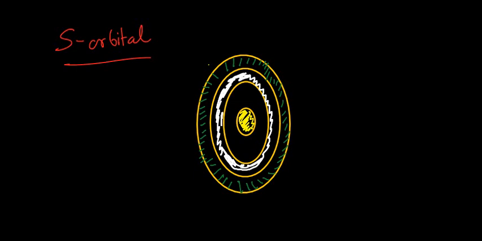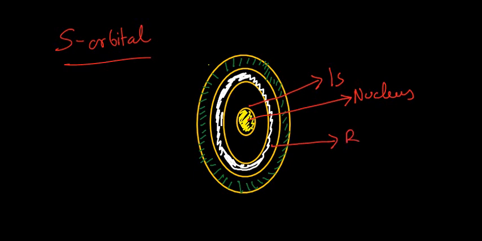Let us first mark the nucleus. This central portion is called the nucleus. The first outer covering is the 1s orbital. Next, this white marked space is known as the radial node. Please keep this in mind because they usually ask this kind of questions for the MCQs. And lastly, the outside region is the 2s orbital.